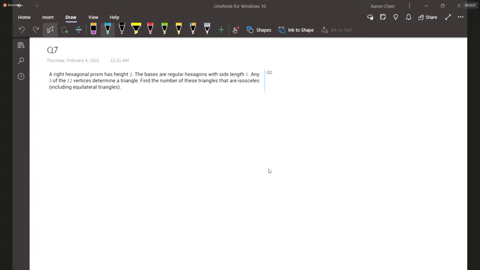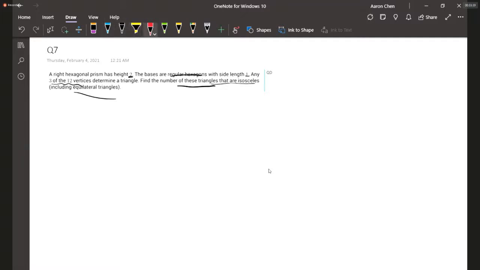Okay, so I'll start going over this now. So you have a right hexagonal prism, and it has a height 2. And the bases are regular hexagons, and they have side length of 1. And any 3 of the 12 vertices determine a triangle. And so you want to find the number of isosceles triangles that are formed, including equilaterals.